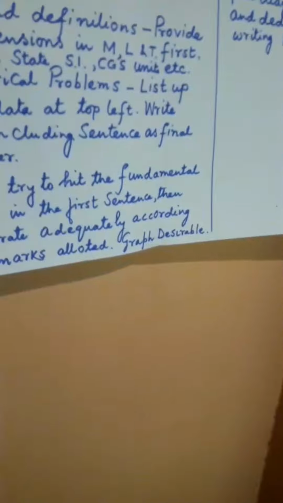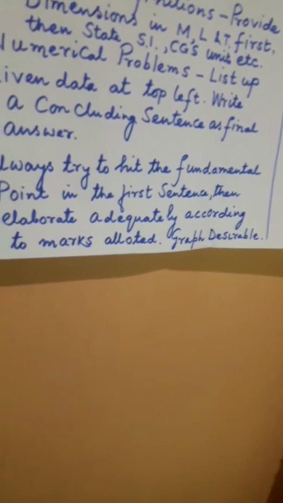In answers asking the definition of a physical quantity when 2.5 marks and above is allotted, mention the fundamental dimension and whether it's a scalar or a vector quantity, besides the definition and algebraic expression. You must do this.